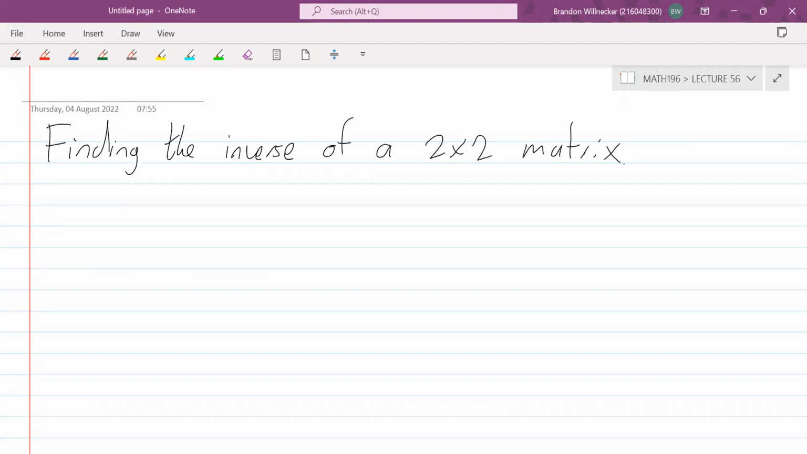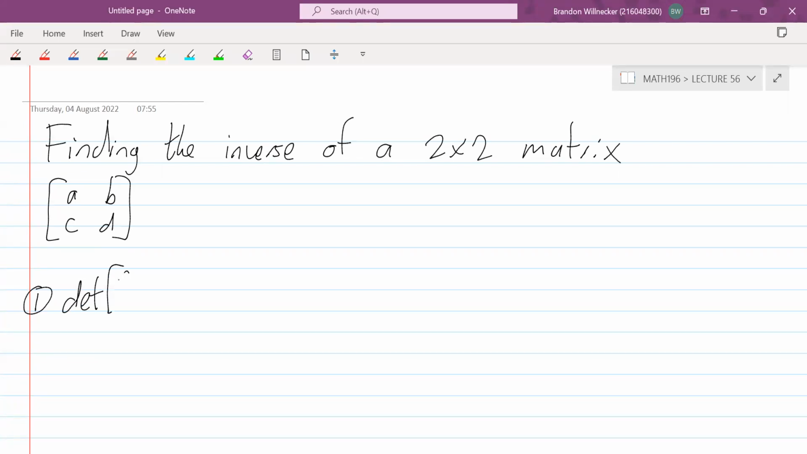Okay, so if we have a 2 by 2 matrix, A, B, C, D, and we want to find the inverse, we first need to check the determinant. So the determinant of A, B, C, D is given by AD minus BC, and we need to check that this is non-zero. Okay, so that's the first thing we need to do.